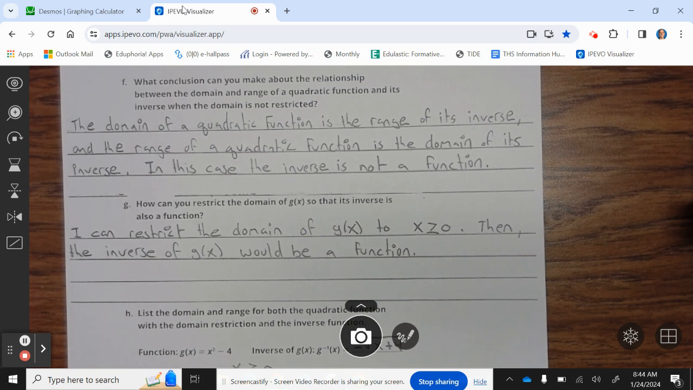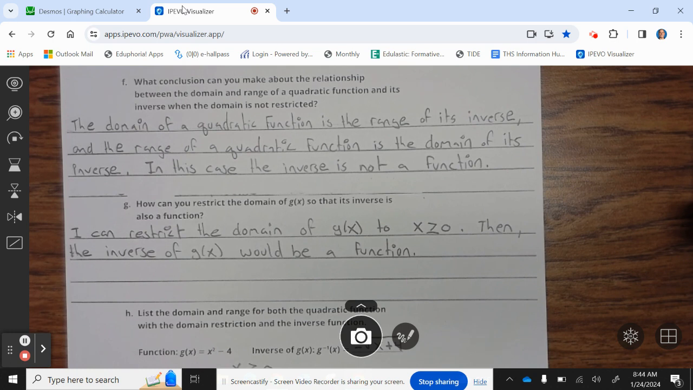F. What conclusion can you make about the relationship between the domain and range of a quadratic function and its inverse when the domain is not restricted? The domain of a quadratic function is the range of its inverse, and the range of a quadratic function is the domain of its inverse. In this case, the inverse is not a function.